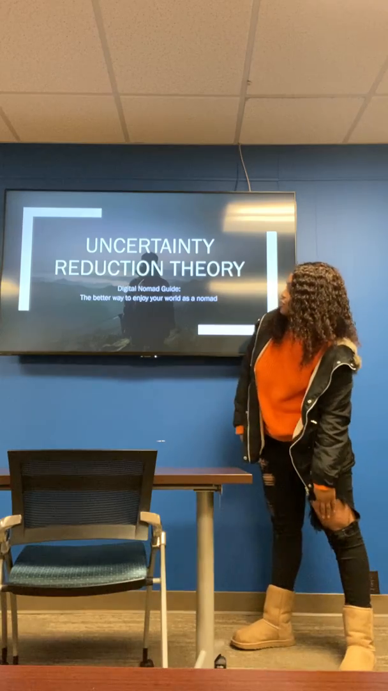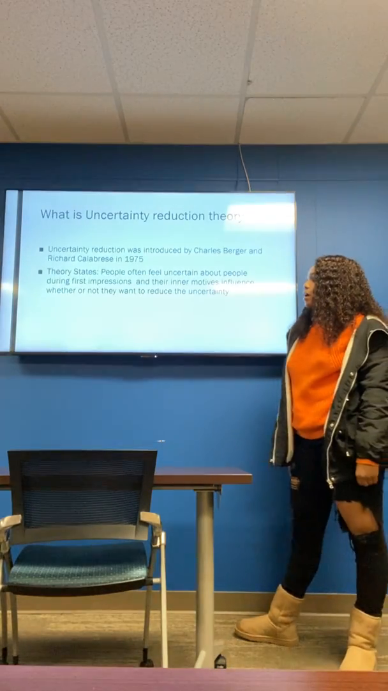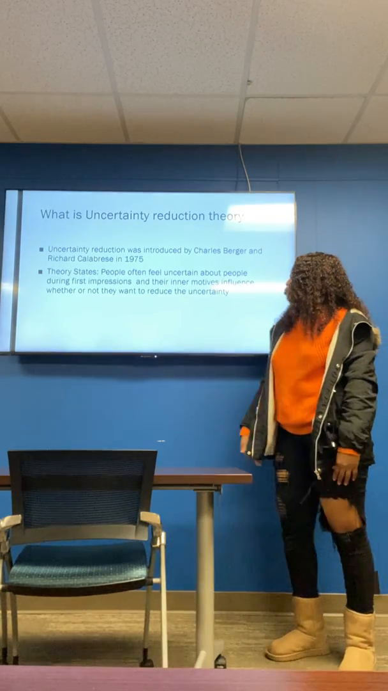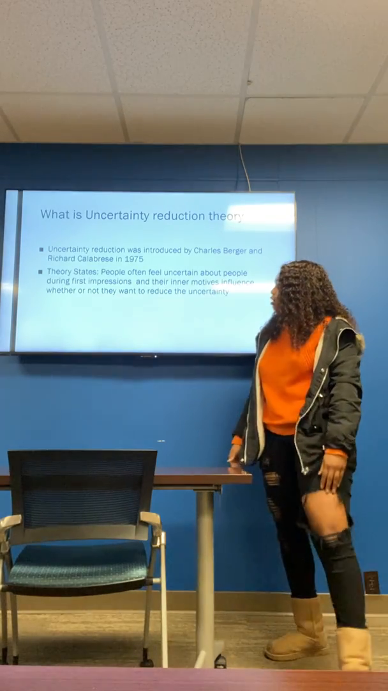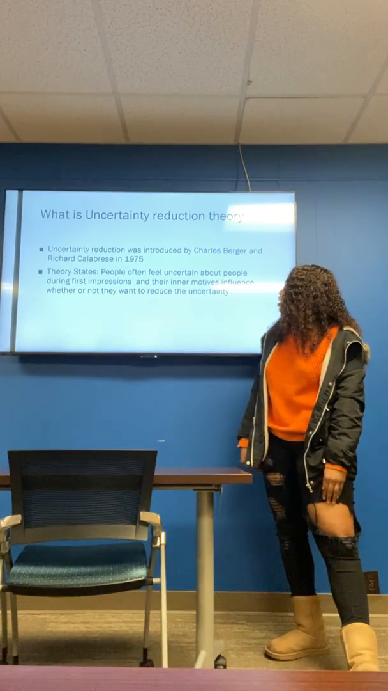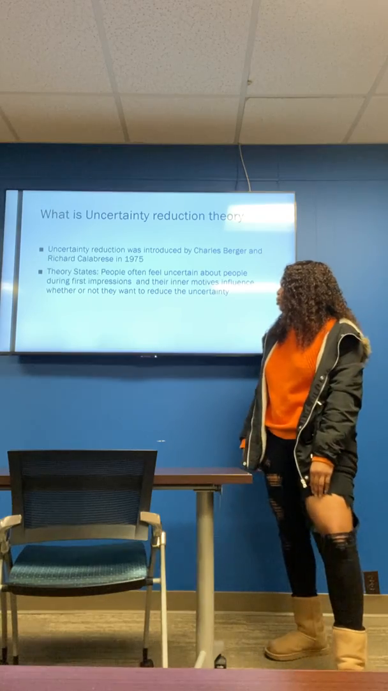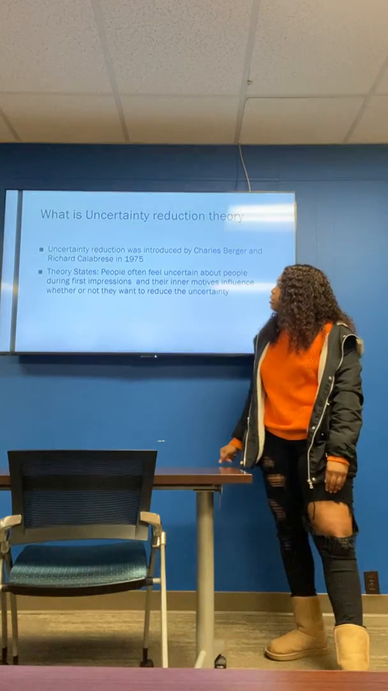I'm going to talk about uncertainty reduction theory. Uncertainty reduction theory was introduced by Charles Berger and Richard Calabrese in 1975. The theory states that people often feel uncertain about other people during first impressions, and their inner motives influence whether or not they want to reduce the uncertainty.